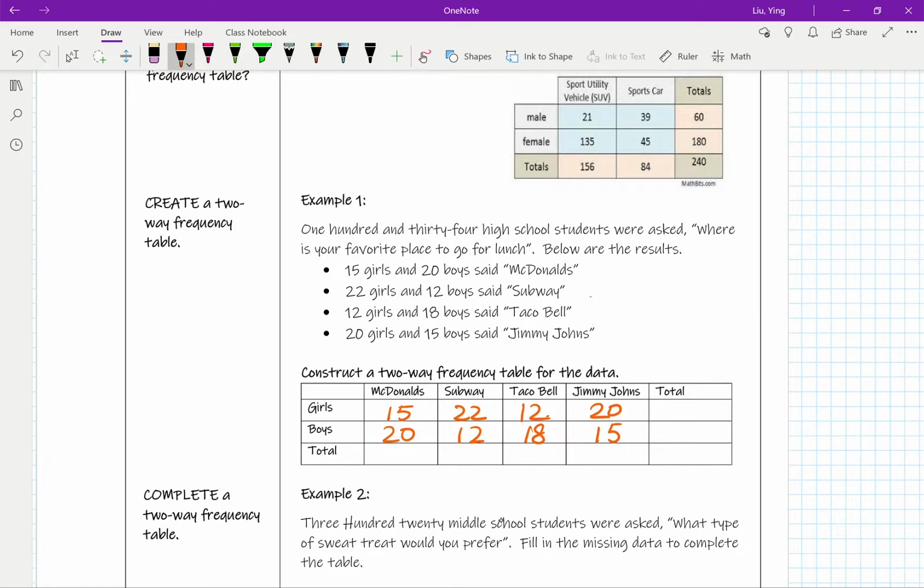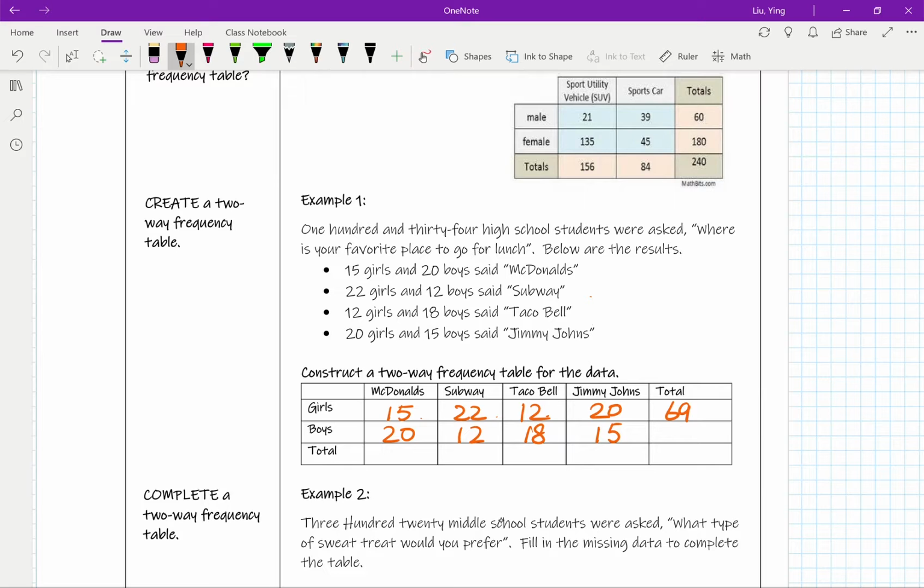Now you can see that in the table, there are columns called the total. Total means we're going to add up something, right? So in this blank right here, we want a total of how many girls, because this whole row is about girls. In other words, how many girls were surveyed? So we're going to add up all these numbers because they're all opinions from the girls. So let's do that together. Take out your calculator and we're going to add up all these numbers. 15 plus 22 plus 12 plus 20, and that's going to give us 69.